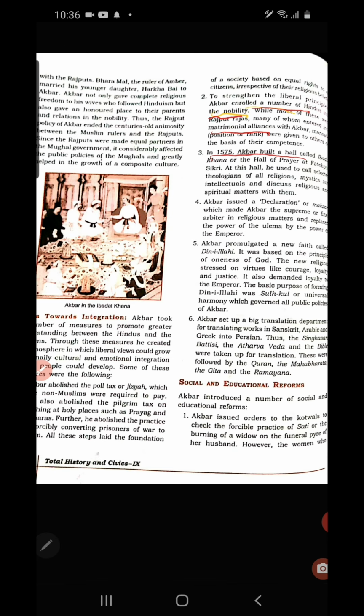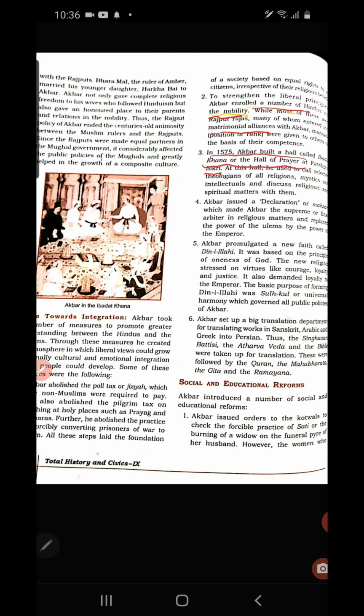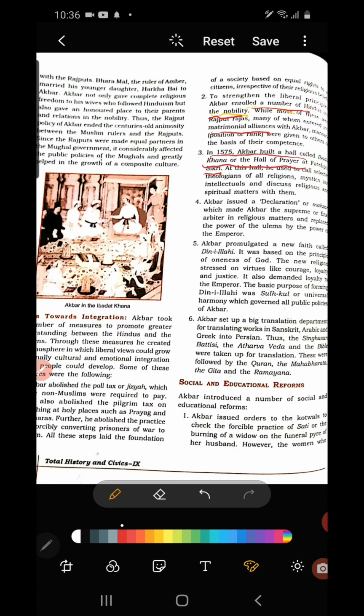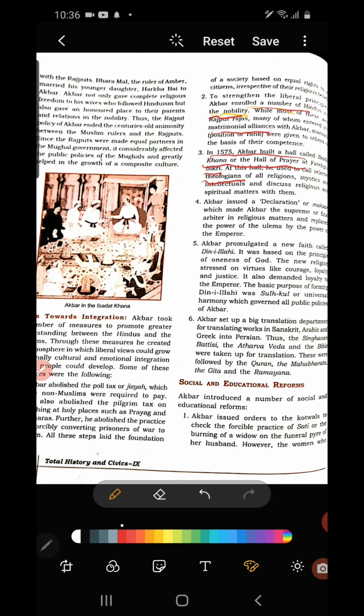He built a hall, the Ibadat Khana, in Fatehpur Sikri. Fatehpur Sikri is a building located near Agra. If you go there, you can see it. Akbar stayed many years in Fatehpur Sikri. So he made the Ibadat Khana, a special prayer hall. There he called all the theologians. Theologians means religious scholars.